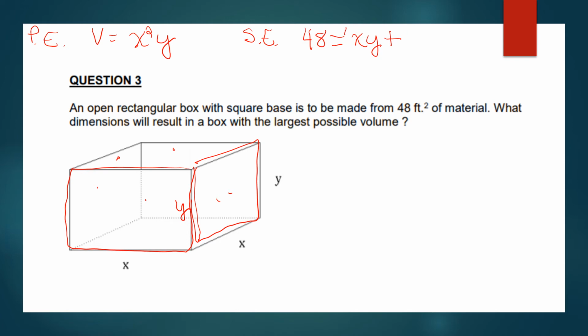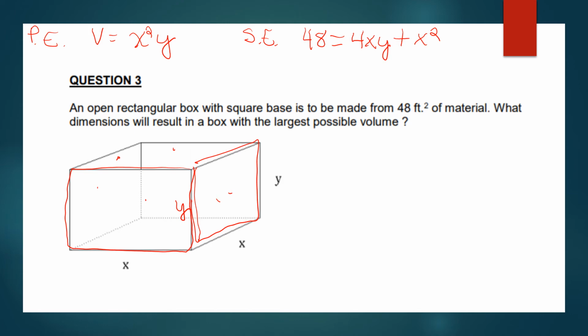So this will be 4xy. The area of the bottom is x squared. And there is no top. If it had been closed, then it would be 2x squared, but since there's no top, we don't write that. All right, I know my handwriting on this is really bad, but I can make it a little bit better. 4xy plus x squared. Okay? So now I have to eliminate a variable. Let's eliminate x. Let's solve for y.